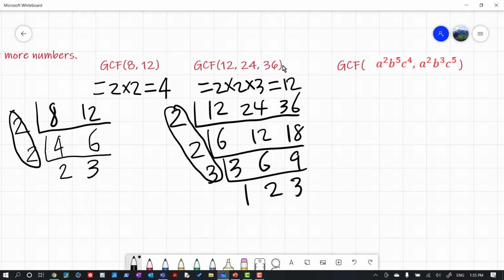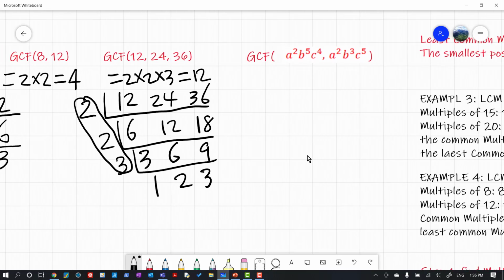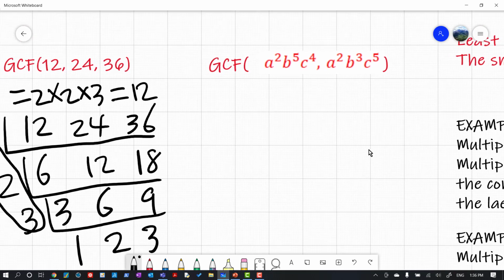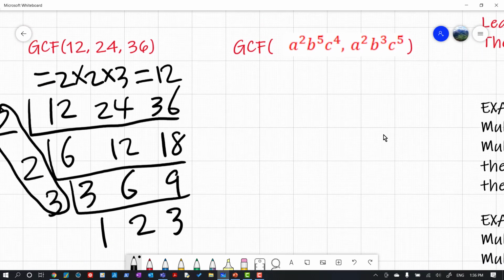So if you have 4 numbers, you do the same thing. If you have more than 4 numbers, you do the same thing. Okay, even if you have algebraic expressions like this, let me show you how we can do this. Let me zoom in a little bit. So the first step is to write down the two expressions.